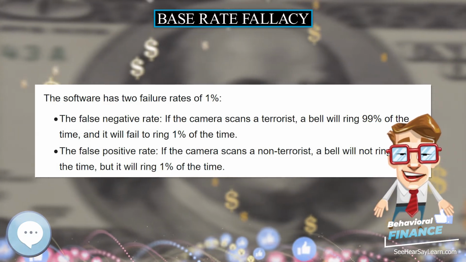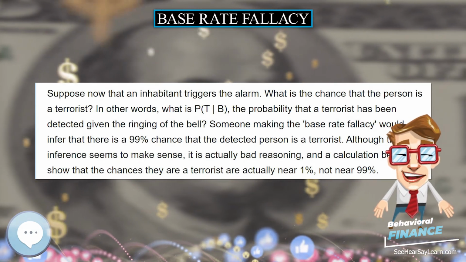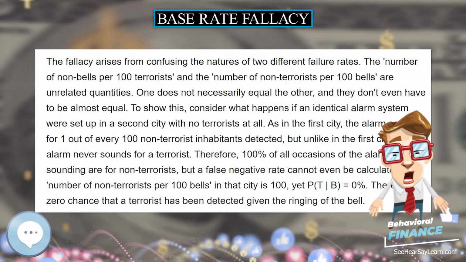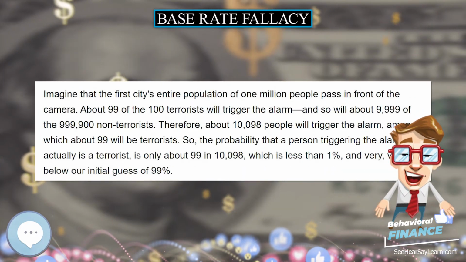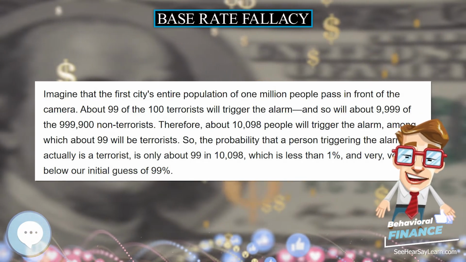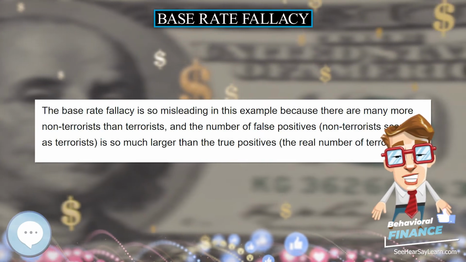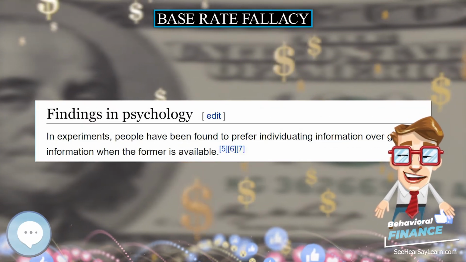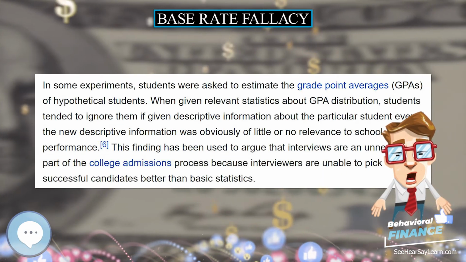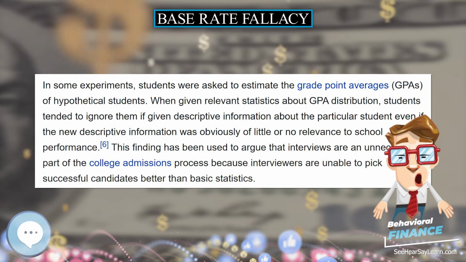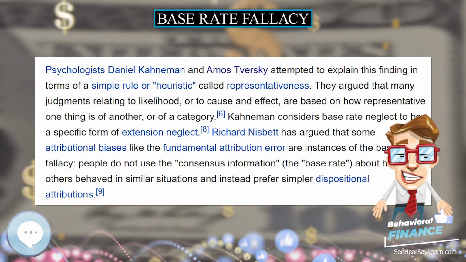People do not use the consensus information, the base rate, about how others behaved in similar situations and instead prefer simpler dispositional attributions. There is considerable debate in psychology on the conditions under which people do or do not appreciate base rate information. Researchers in the Heuristics and Biases program have stressed empirical findings showing that people tend to ignore base rates and make inferences that violate certain norms of probabilistic reasoning, such as Bayes' theorem. The conclusion drawn from this line of research was that human probabilistic thinking is fundamentally flawed and error-prone. Other researchers have emphasized the link between cognitive processes and information formats, arguing that such conclusions are not generally warranted.